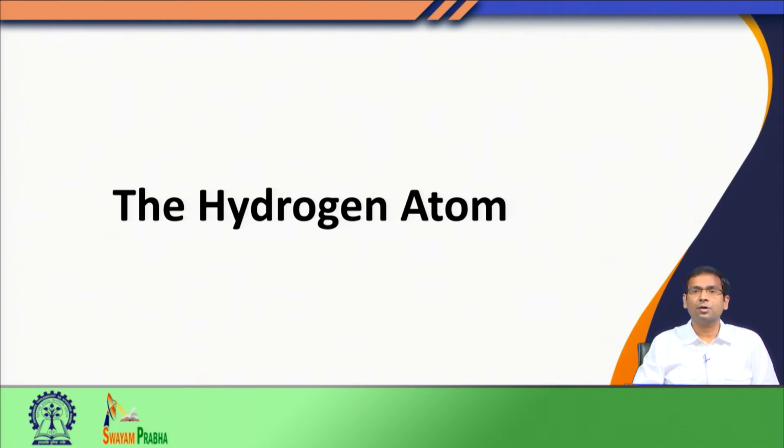Now, after covering all these topics, we have come to a situation where we can take up one chemical problem, a realistic chemical system, that is the hydrogen atom. Hydrogen atom is the simplest of all the atoms in our periodic table, but as we would see, the quantum mechanical solution of this problem is quite complex and challenging.